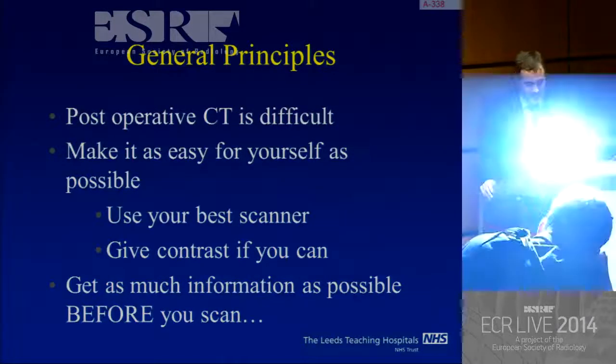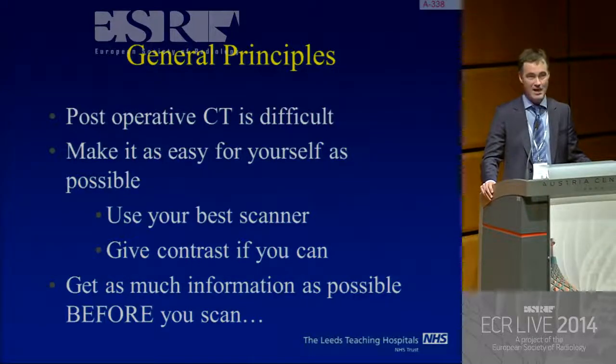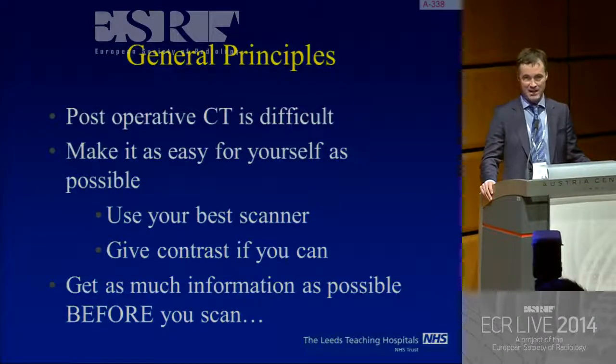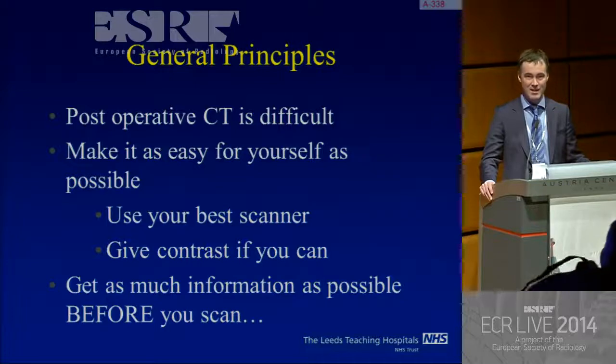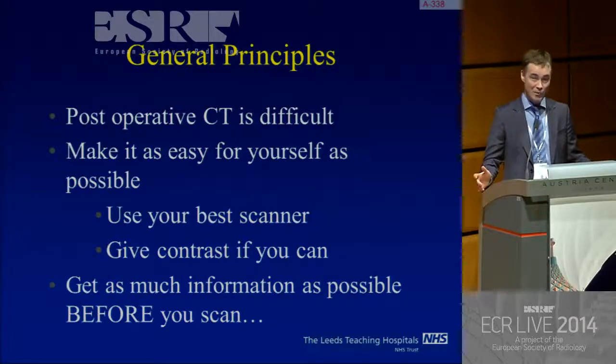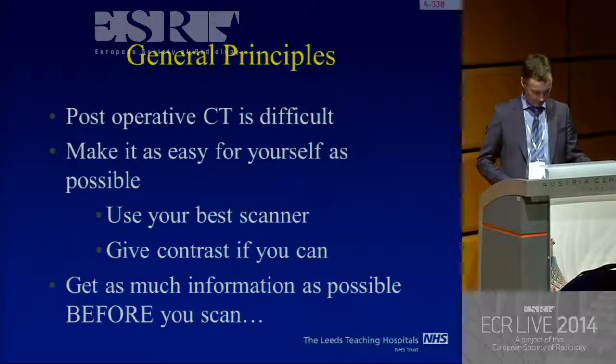Now, really, the key thing, I think, is that postoperative CT is very difficult, and you have to make it as easy for yourself as you can. So use your best scanner. Don't use the old single-slice scanner or the four-slice. You need the all-singing, all-dancing 64 or 128. And give contrast if you can, because that just makes differentiation of normal from abnormal much easier, as Mike has already shown us. And most importantly, get as much information as you can before you do the scan at all.